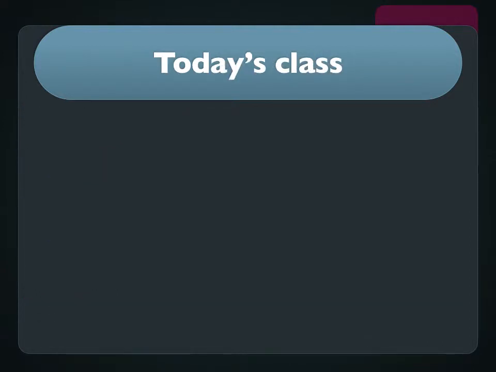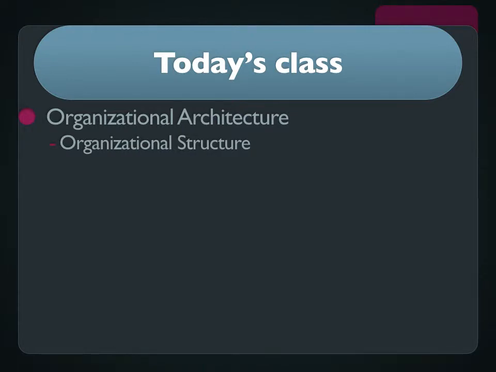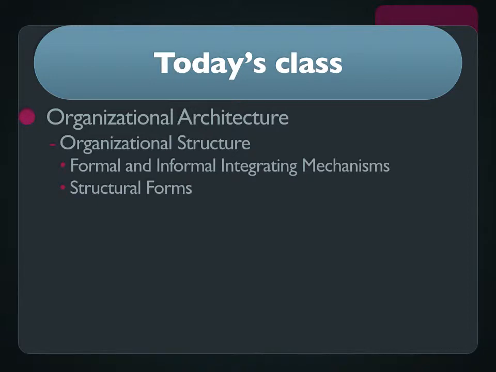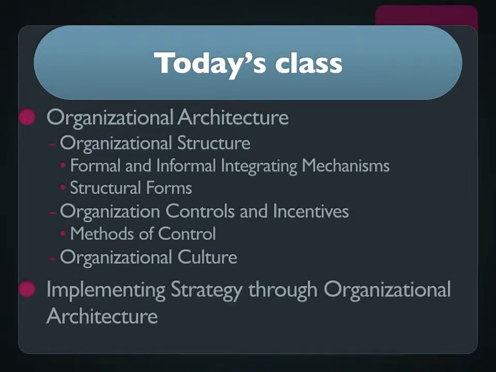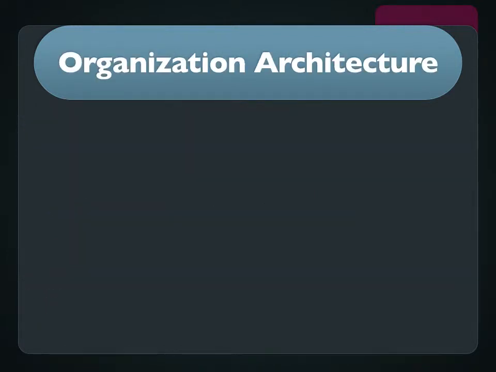So for today's class, as I mentioned, we're going to be talking about organizational architecture and the elements of organizational architecture, and that includes organizational structure, formal and informal integrating mechanisms, structural forms. We're also going to talk about organizational controls and incentives and different methods of control. And then we'll very, very briefly talk about organizational culture before we wrap up and talk about implementing strategy through organizational architecture. So let's get into organizational architecture.